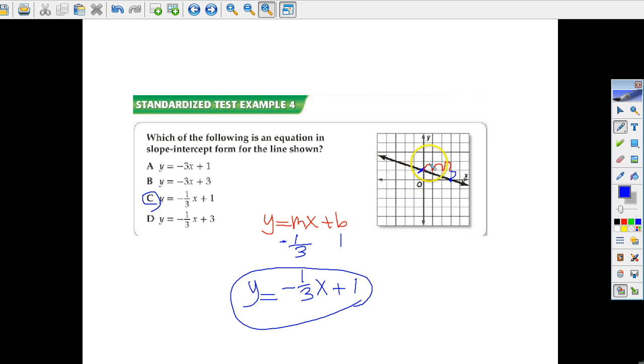Now, I actually wrote out the equation by figuring the slope and the y-intercept, but you could have also done it by elimination. It's not positive 3, because the y-intercept is 1. In between these two, all you have to do is rise over run. You could also use this point right here. So rise 1, run 1, 2, 3 to the left. So that's how I knew it was C.